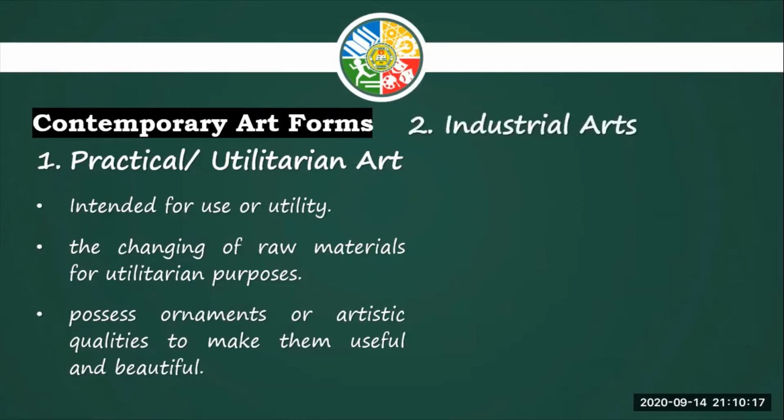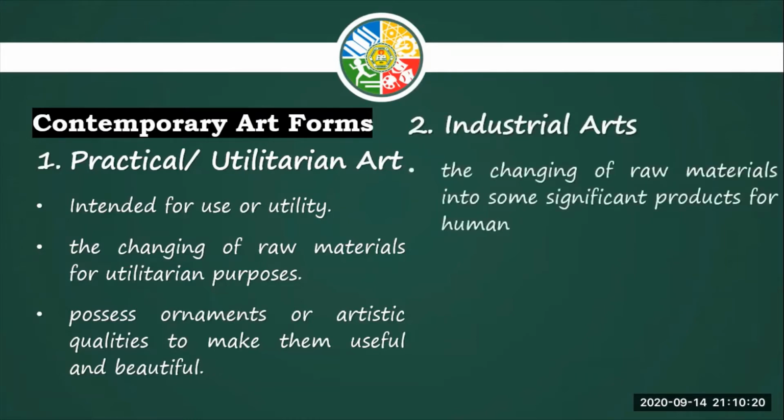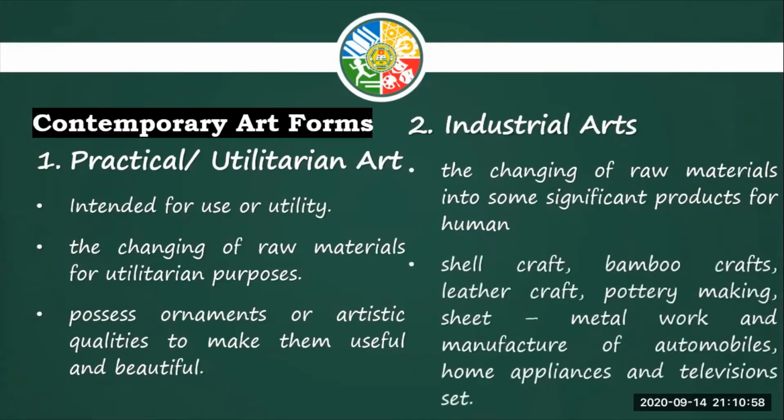The second one is industrial art. Industrial art is the changing of raw materials into some significant products for humans. Let us not be confused between industrial arts and practical art. Although they have the same definition coming from raw materials, utilitarian art is more practical than industrial art because utilitarian art serves a purpose for making human life easier, while industrial art is more on decorations. For example, we have shell craft, bamboo crafts, leather crafts, pottery making, so on and so forth.